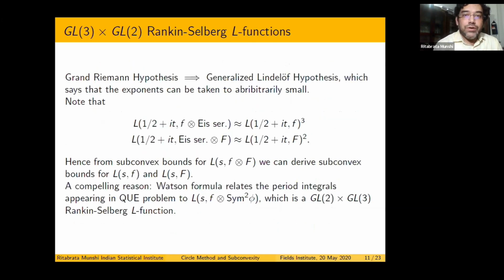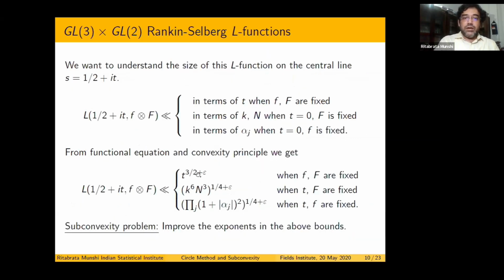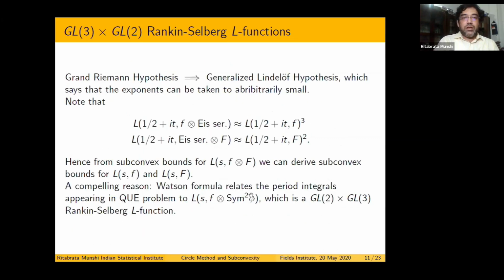All right. So why do you expect to improve the exponent? Of course, we have the Grand Riemann Hypothesis, which says that all the zeros of those L functions lie on the central line, and that implies the generalized Lindelof hypothesis, which says that the exponent here can be taken as arbitrarily small. That means you can actually drop this 3 by 2 altogether, and the bound should be T to the power epsilon for epsilon arbitrarily small. Or you can drop this 1/4 over here. So that's the Lindelof hypothesis, and we are far from proving that.